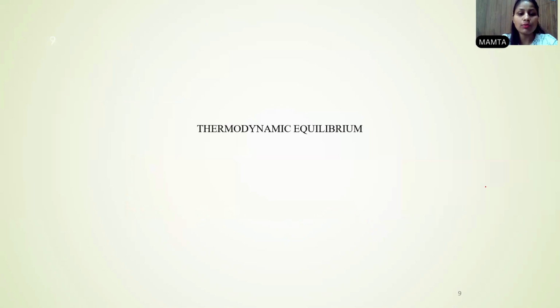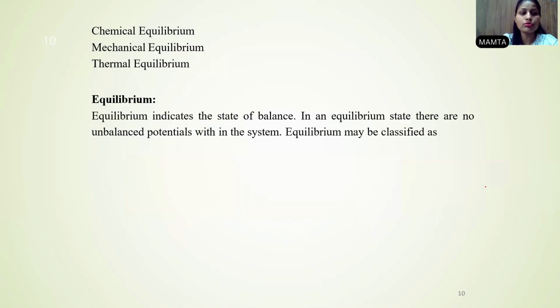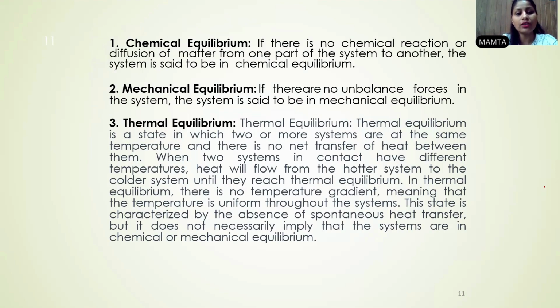Now coming to thermodynamic equilibrium. There are three kinds of equilibrium we are discussing here: chemical, mechanical, and thermal equilibrium. Basically, equilibrium indicates a state of balance. When there is no unbalanced potential within the system, it is called an equilibrium condition, right? In chemical equilibrium, there is no chemical reaction or diffusion of matter from one part of the system to another. So chemical equilibrium is a balanced condition.